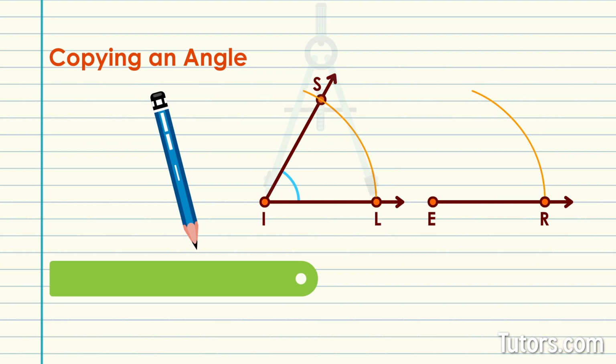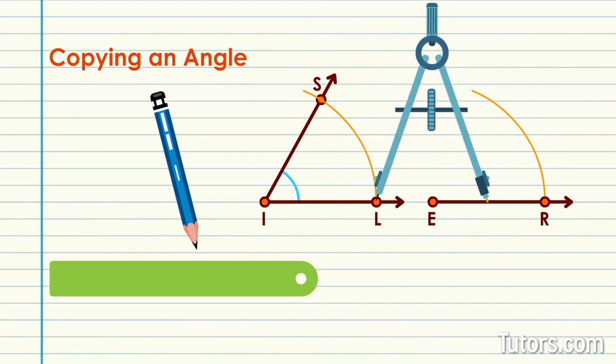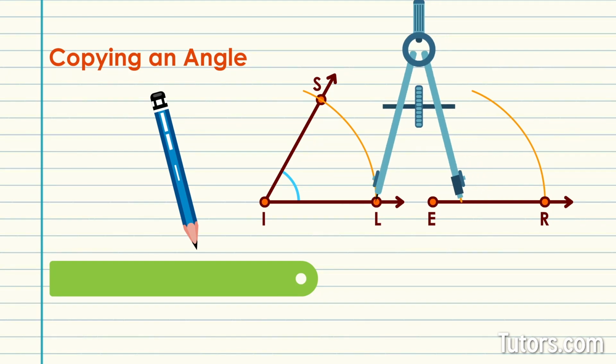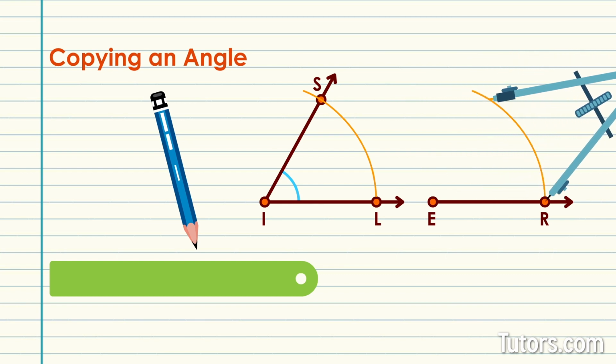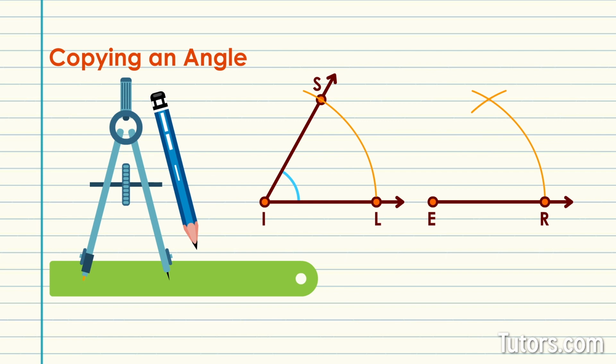Go back to the first angle, angle I, and put the needle on one of the intersections of a ray and the arc. Open or close the compass so the other arm reaches the other intersection of the arc and the other ray. Without adjusting the compass, relocate the needle to your new construction and swing an arc that intersects with the arc you previously drew from the vertex point E.